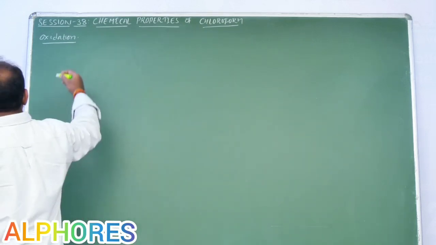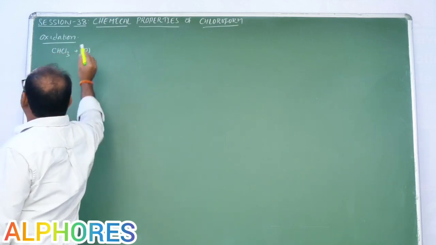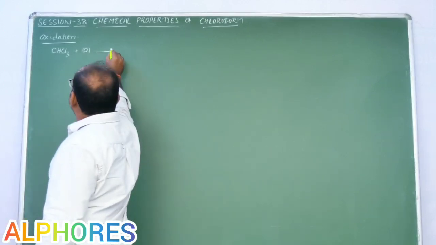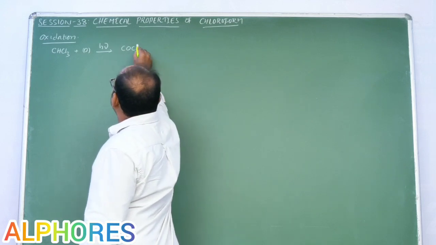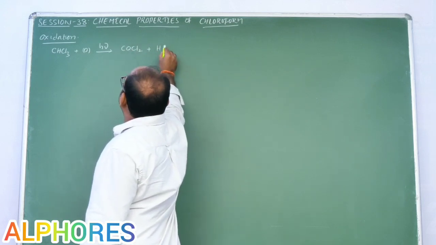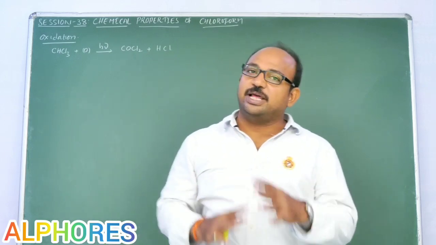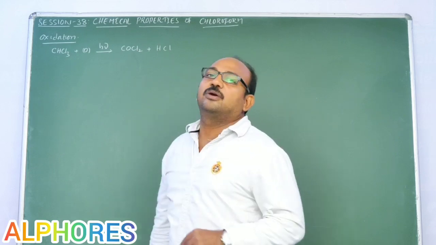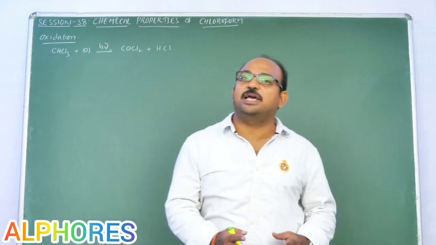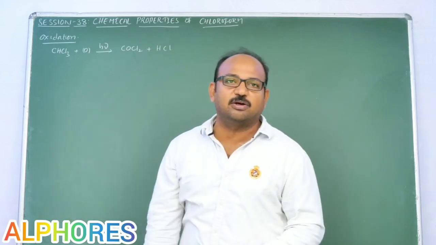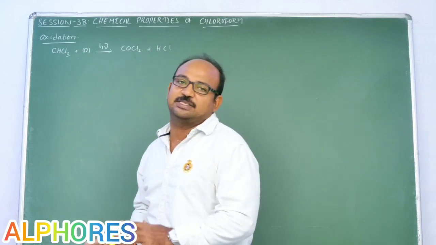Here chloroform undergoes photochemical oxidation, which we already learned. It undergoes oxidation in the presence of sunlight. In the presence of sunlight, we get phosgene, COCl2, and HCl. If we use any strong oxidizing agent, then chloroform is oxidized to carbon dioxide, whereas in photochemical oxidation it converts into phosgene.